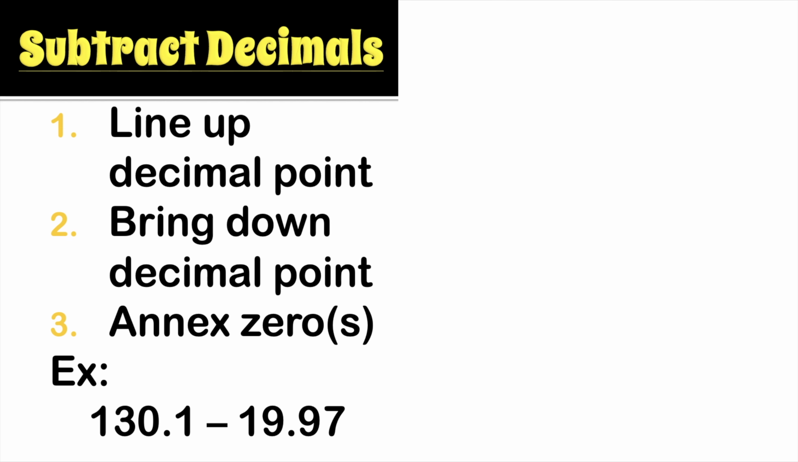Ace Math. In this video, we're going to go over a brief example of how to subtract decimals. The numbers we'll use are down here, 130.1 minus 19.97. The very first thing I'll do is write in 130.1. And then I'm going to write in 19.97.